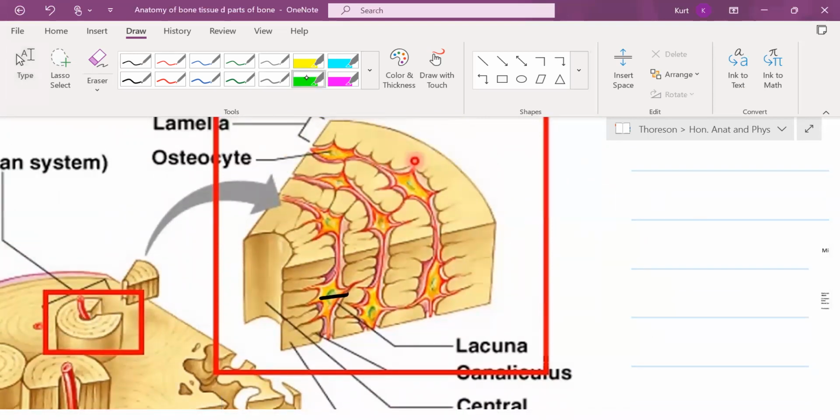Next, these structures here, here, here, here, here, here, and one more. Those are osteocytes. And they're already labeled for you. Those are actual bone cells. It's the organic component of bone. Those are osteocytes. It literally means bone cell.